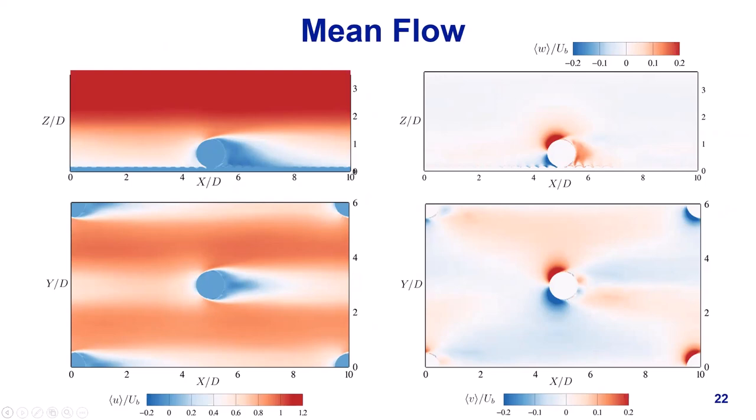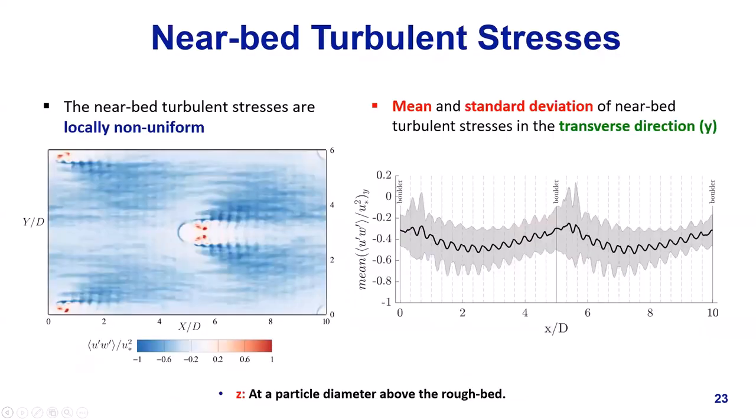Here you can see the mean flow: the streamwise velocity at the left and the vertical and spanwise velocity at the right, just for you to see the flow patterns and the interaction with the rough bed. But what is actually important for bedload transport are the near-bed turbulence stresses. Here I am showing them at the left, and the spatial distribution of these stresses is highly non-uniform. If we average and calculate the standard deviation in the transport direction, we obtain the profile at the right.